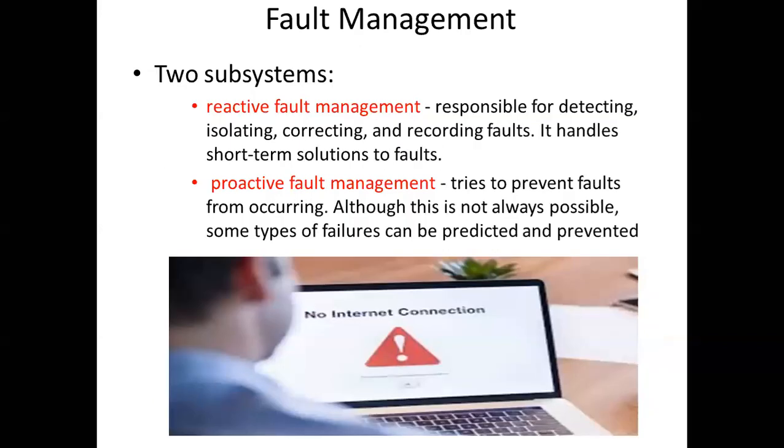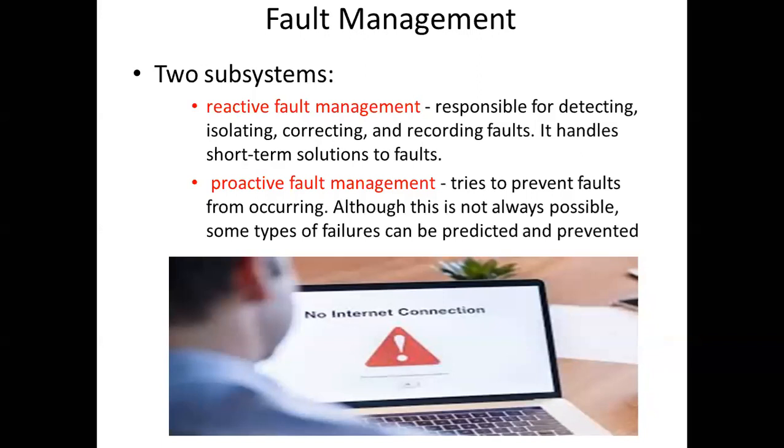Now there are two ways, two subsystems of the fault management system. One is called reactive fault management, and the second one is called proactive fault management. Now, reactive fault management means what? It takes care of the fault after it has happened.